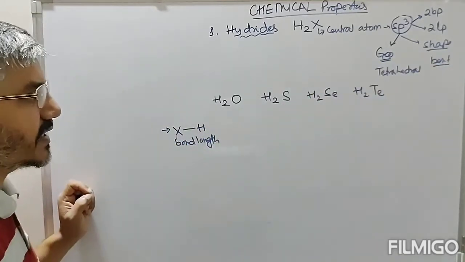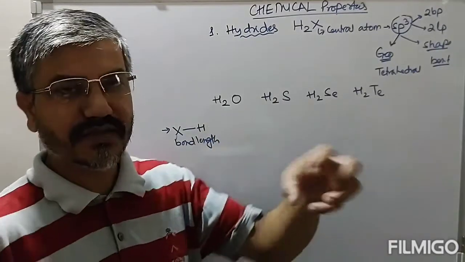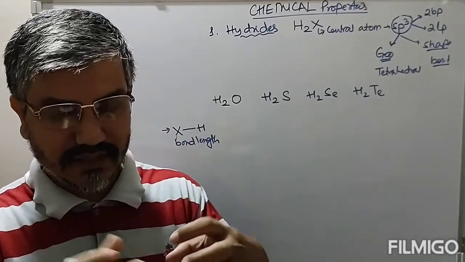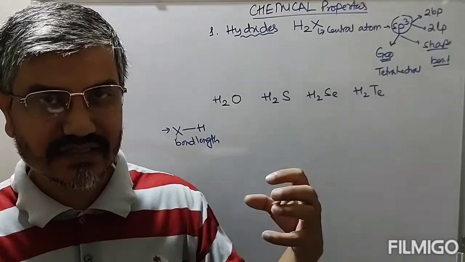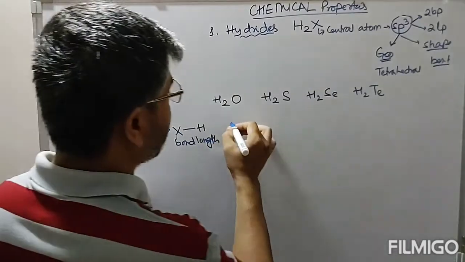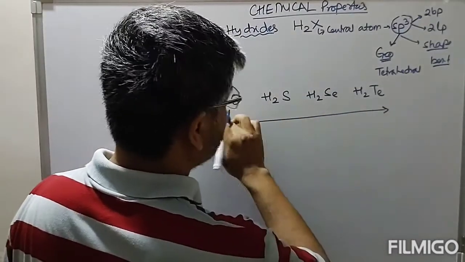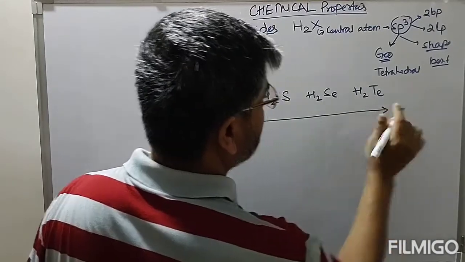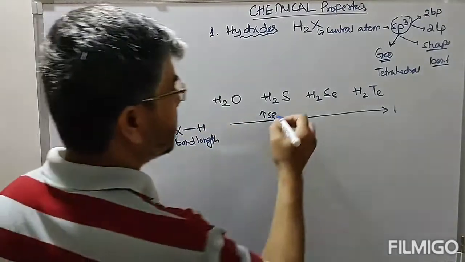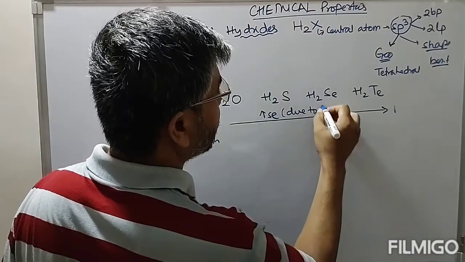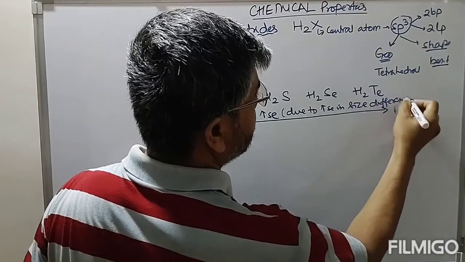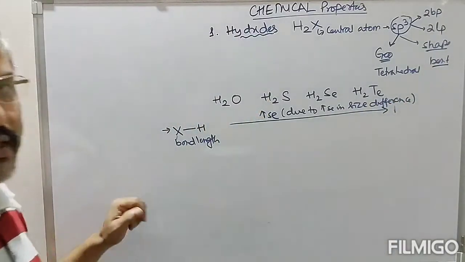Moving down the group, the size of the central atom increases, but the size of hydrogen remains very small. So as we move down the group, the size difference between the central atom and hydrogen increases. As the size difference increases, the overlapping tendency decreases. As a result, the bond length increases from H2O to H2Te. So the bond length of the XH bond increases due to the increase in size difference.